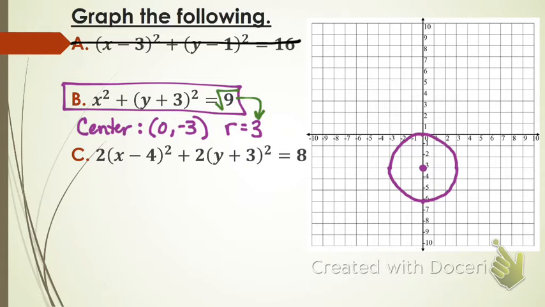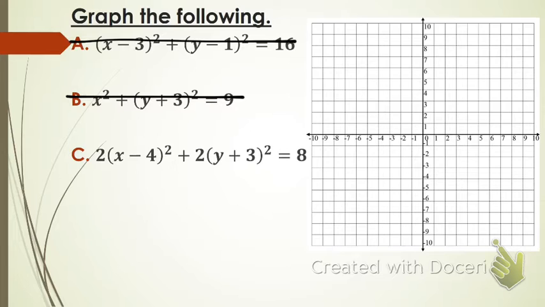Part C is almost in standard form, but not quite. What's different about C than the other two? Has coefficients. Standard form does not have coefficients out in front, so I need to get rid of those 2's. How can I get rid of the 2's? Divide by 2. I divide every single term by 2. So here, that makes my coefficients cancel out.